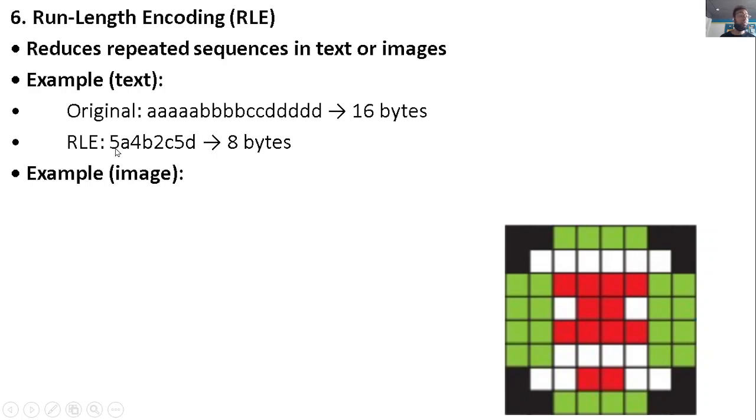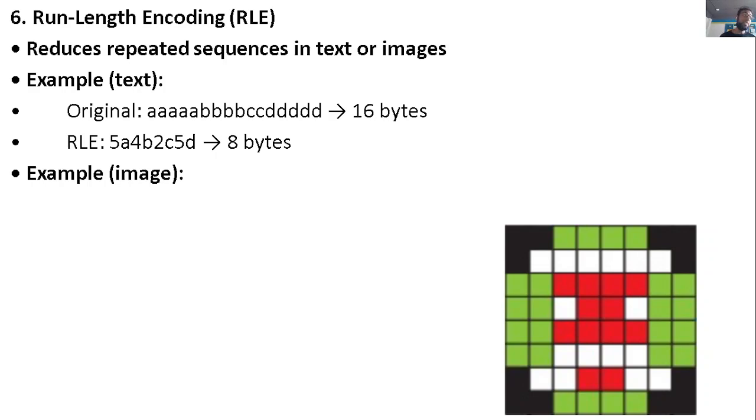Now 5 is also treated as one character. So 1, 2, 3, 4, 5, 6, 7, 8, count them. It comes up to 8 bytes. Now with this count, we can regenerate all of this data again.